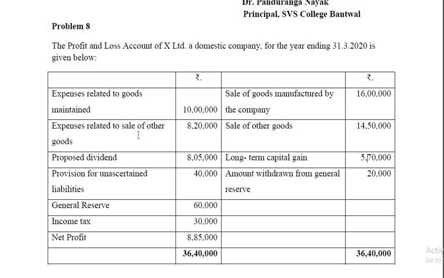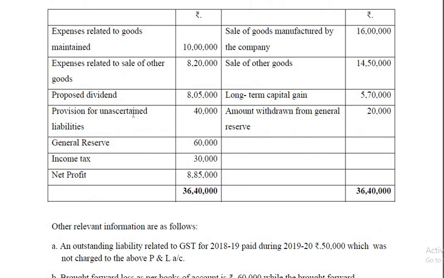First two, these are allowed. Proposed dividend is not allowed, so this will be added back to net profit while computing book profit. Also provision for unascertained liabilities, transfer to general reserve, and income tax. These are the items to be added while computing the business income.